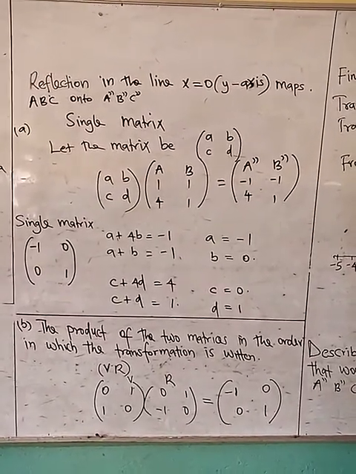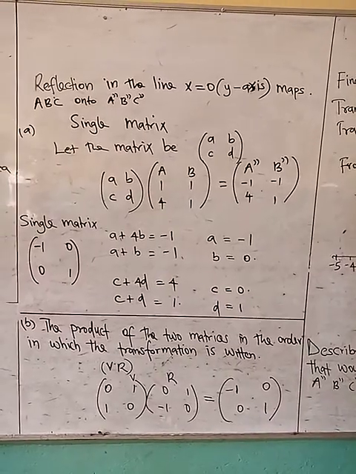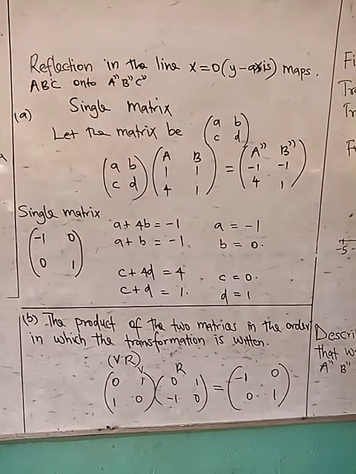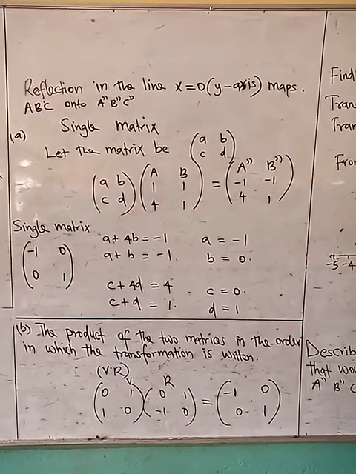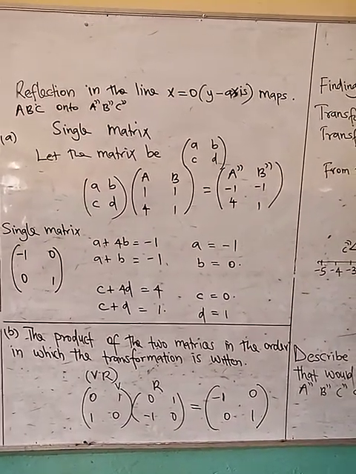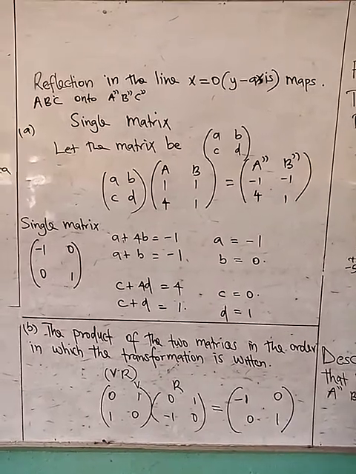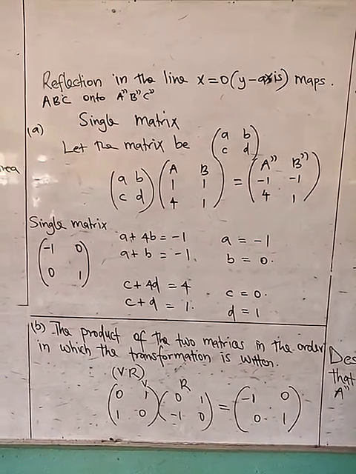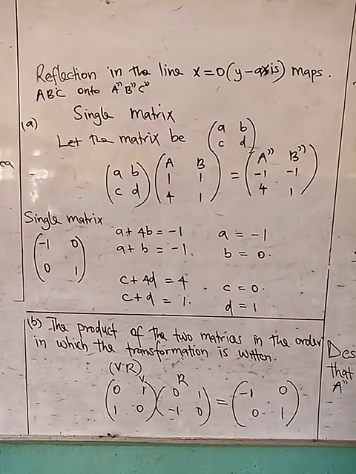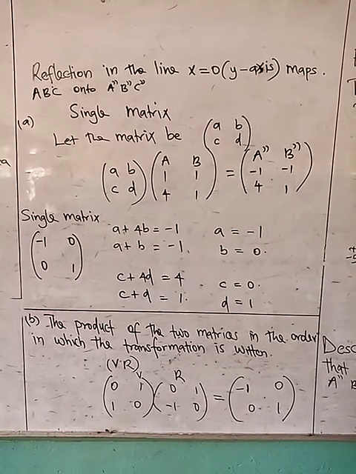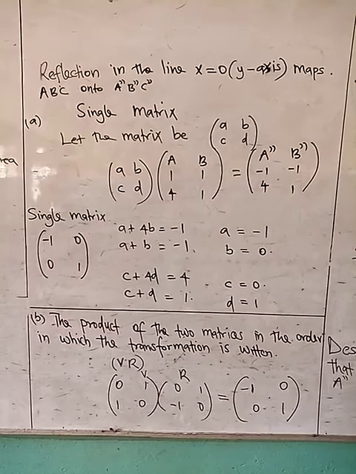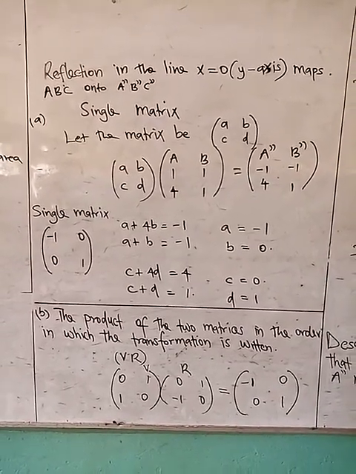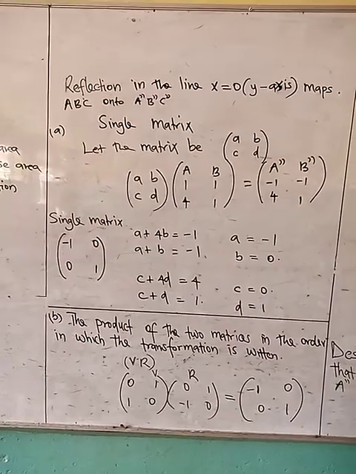So note, we can get that single matrix by saying let the matrix of transformation be A, B, C, D, or we simply multiply the two individual matrices that were used in the transformation. But the order is that the last matrix you use in the transformation becomes the first. Remember, we did say that the order of matrices is very, very important in the matrix of transformation.